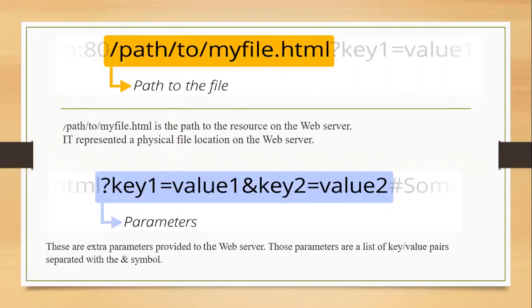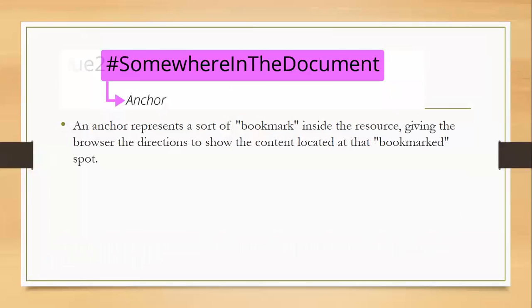But if you want to mention any parameter for extra information, then it must be contained in a pair, that is a key value pair. So a key must have some value. Here it is key1 is equal to value1 and key2 is equal to value2. These key value pairs are separated with the help of the AND symbol, the ampersand symbol we can say. This is the extra parameter provided to the web server. Parameters are a list of key value pairs separated with the ampersand symbol.